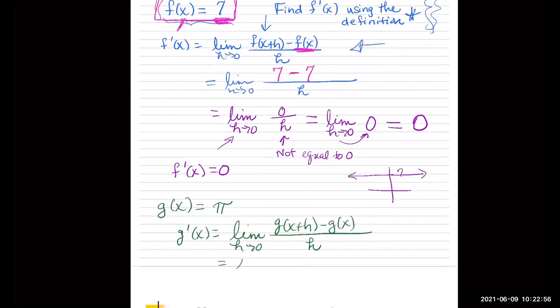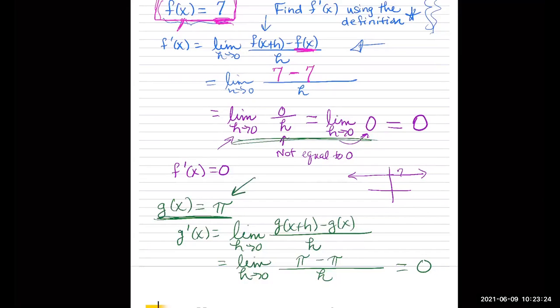But notice, when we find g of x plus h, it's just a constant again. G of anything is equal to pi. So do you see the same thing happens? We're still going to get a 0 over h, just like we did up above. So just to save us time, I'm going to write 0, but we're going to get the same steps that we had up above. And that will always happen if that function is just a constant.